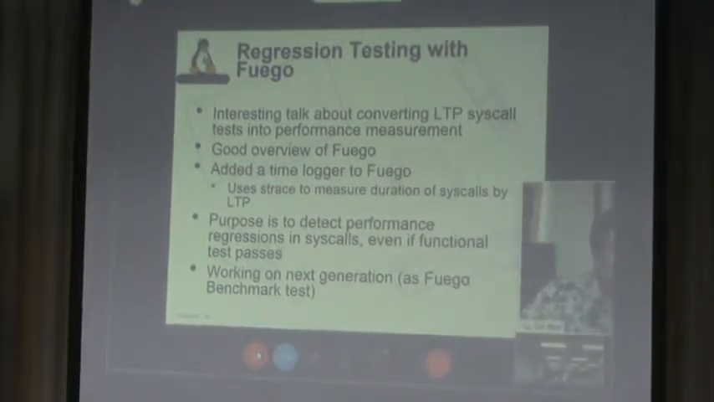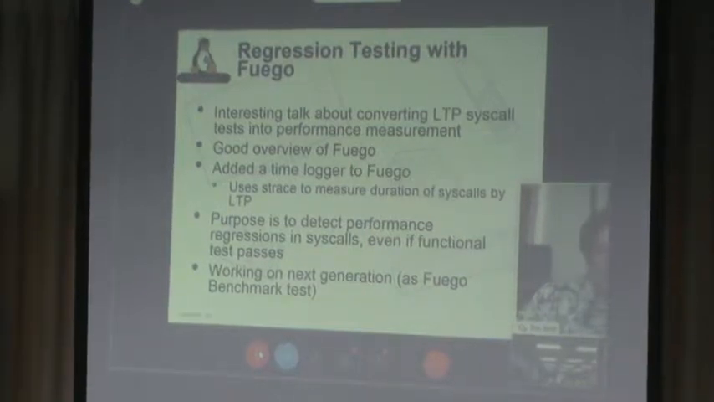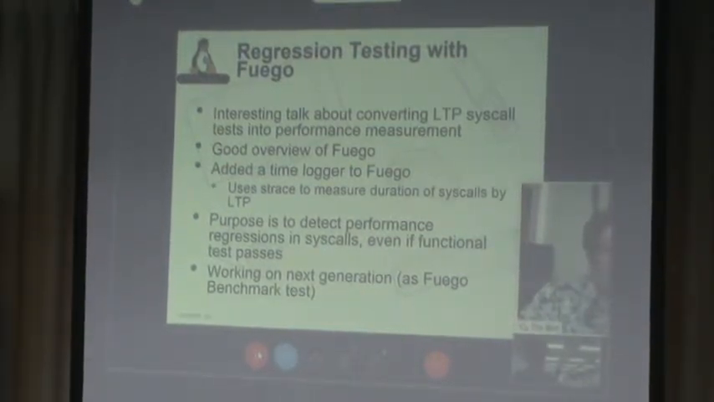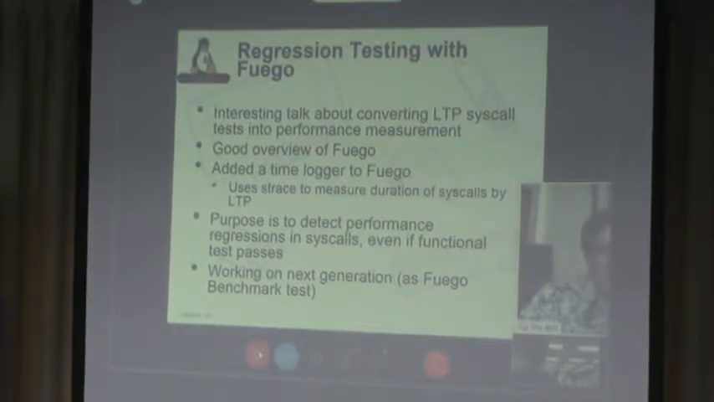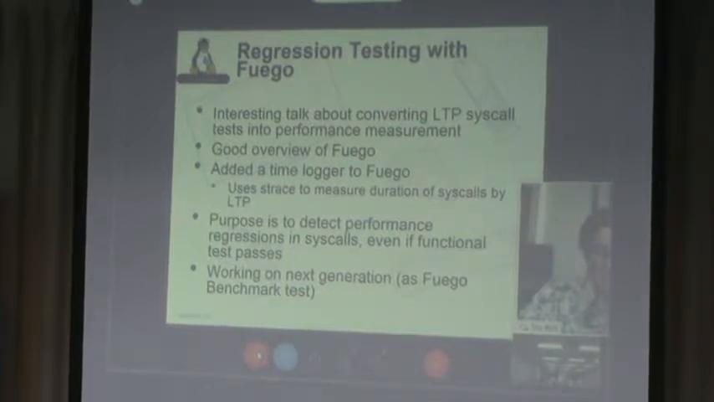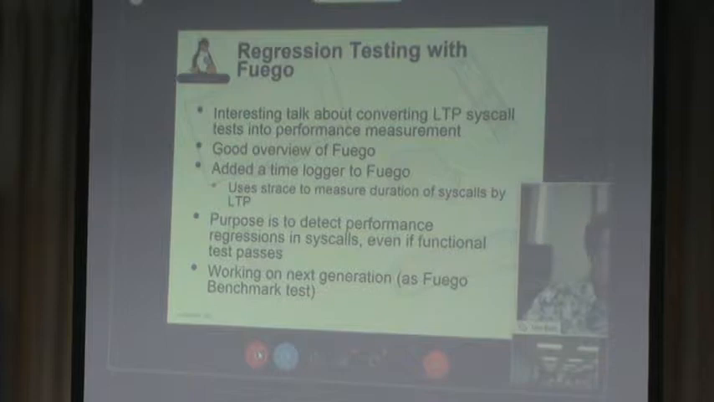So you might be running LTP and getting all passes on the tests that it's running. But if you dig a little bit deeper and measure the performance, you might see that some of the tests are actually taking longer to run. And so that might actually be useful information to see that you have a regression in syscall performance.